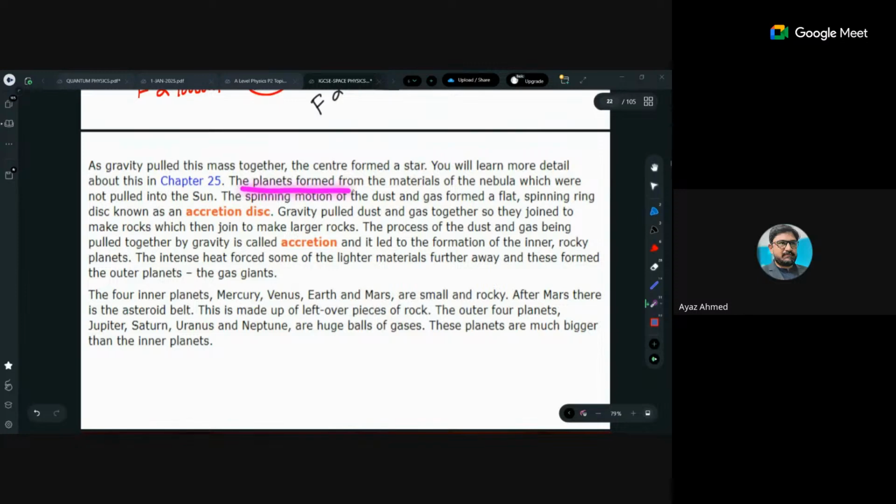The planets are formed by the material of the nebula which was not pulled into the sun. Is this clear to everyone? यानी स्टार फॉर्मेशन में क्या हुआ, आपके वो डस्ट पार्टिकल्स और गैस पार्टिकल्स which have been pulled strongly, they form the sun, but the rest of them which could not be attracted, वो आपके स्टार नहीं बना सके. They cannot make a sun, which is the origin, यानी center of the solar system. The spinning motion of the dust and the gas formed a flat spinning ring disk known as accretion disk.